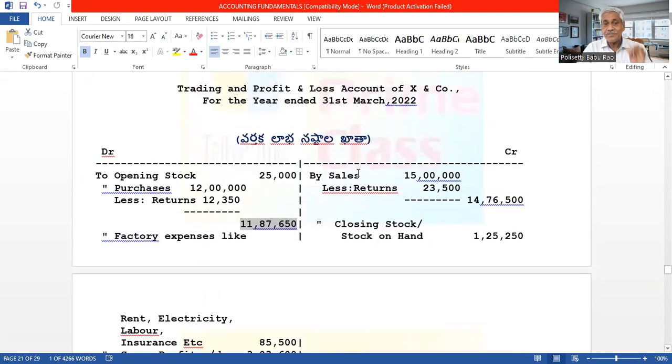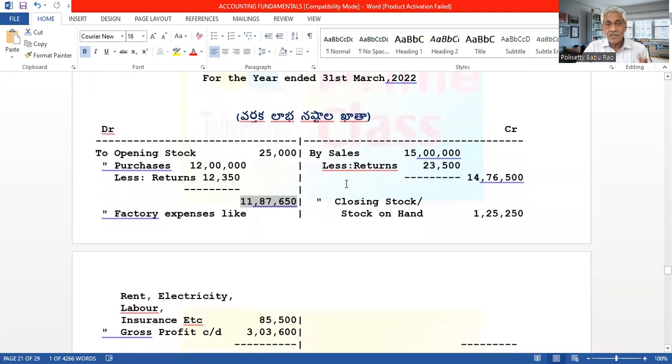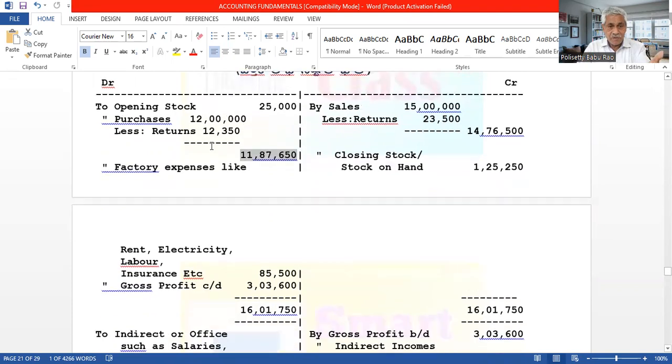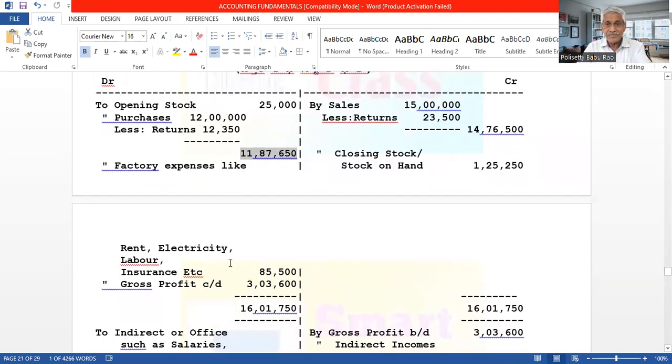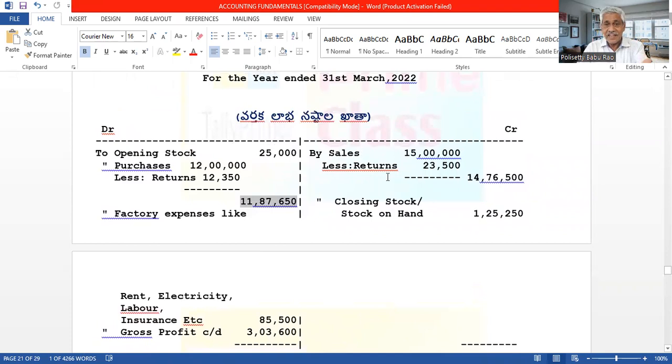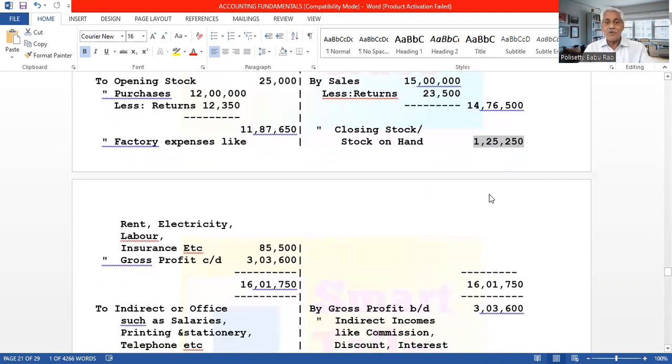Then on the credit side, we write only sales. In that also there are returns; sales less returns, we write the net amount of sales. And then closing stock. This is the total expenses for manufacturing, and this is sales. But we will not sell all the goods which we manufacture. That's why the stock we have, to reduce the total manufacturing cost, we write on the credit side. That is the cost of the goods remaining. So that we will write, and then we will balance.